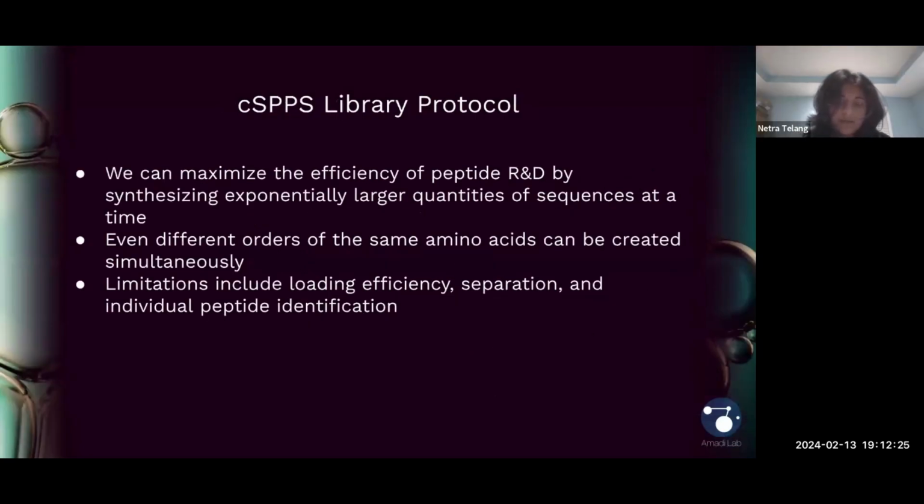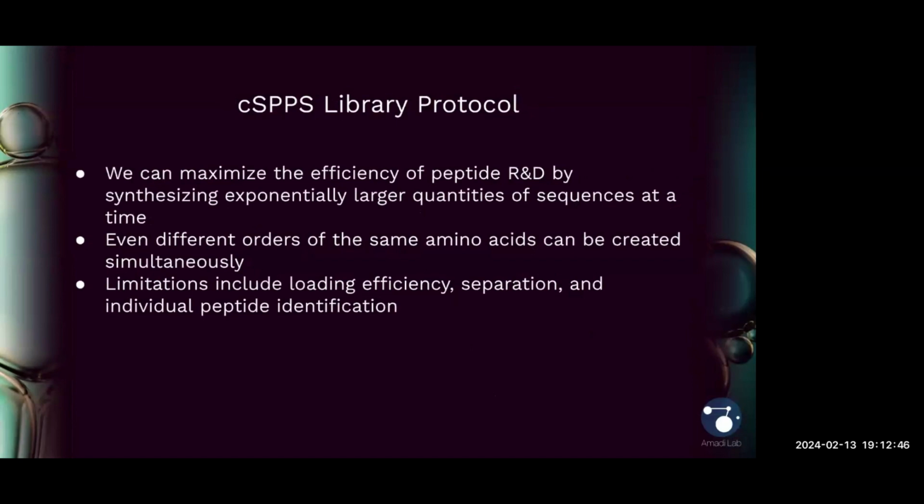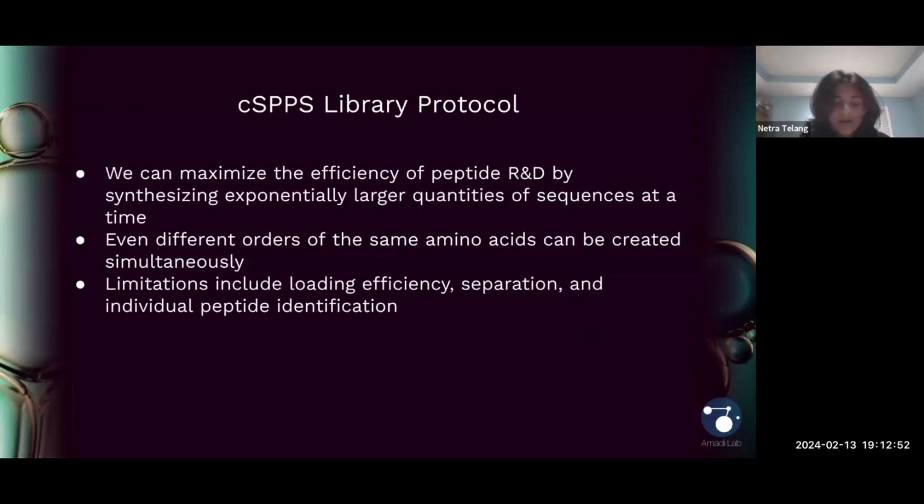So the CSPPS protocol is kind of supplementary to our project, as it aims to increase the efficiency of our testing methods, as we could theoretically print an exponentially larger quantity of sequences at a time in a singular reaction vessel. So the idea is that there's going to be kind of a soup of amino acids that will randomly attach to a growing peptide sequence that is suspended on the resin. And so again, with this, a large number of sequences can be created at a single amount of time, which makes printing really fast, and it really speeds up the timing for research and development.